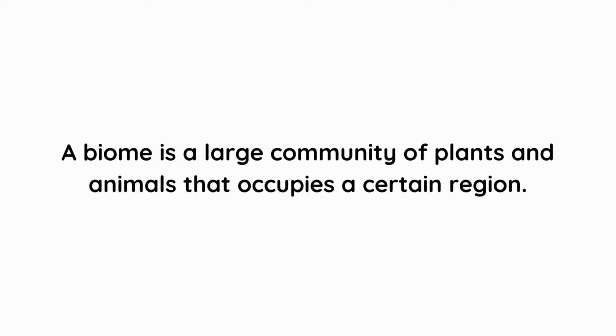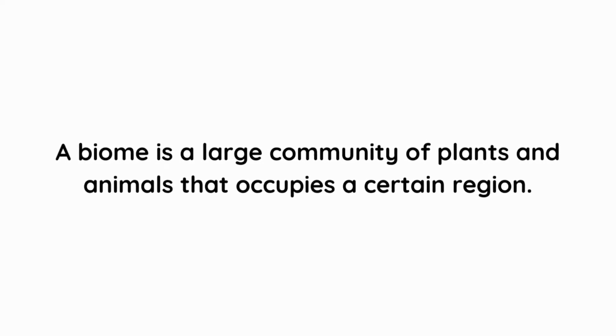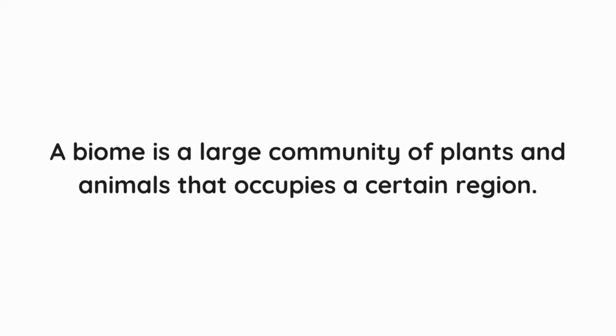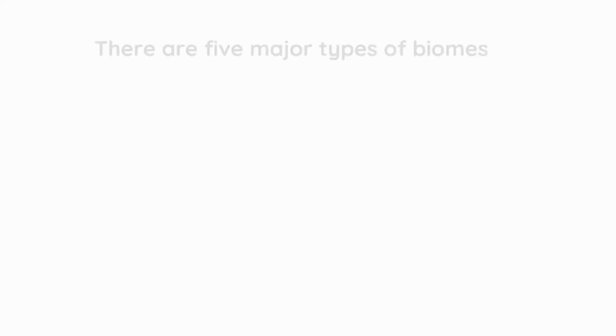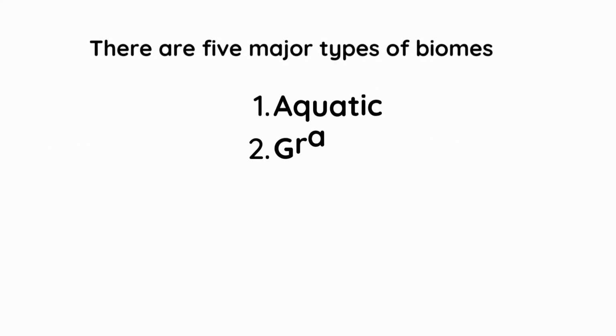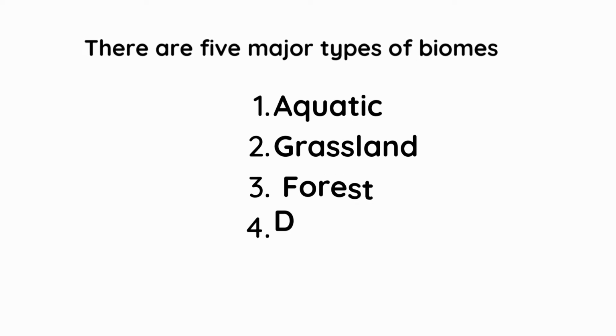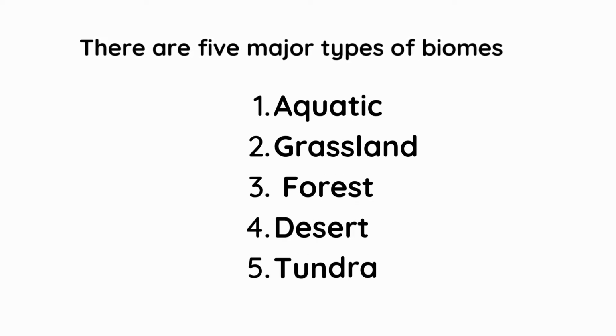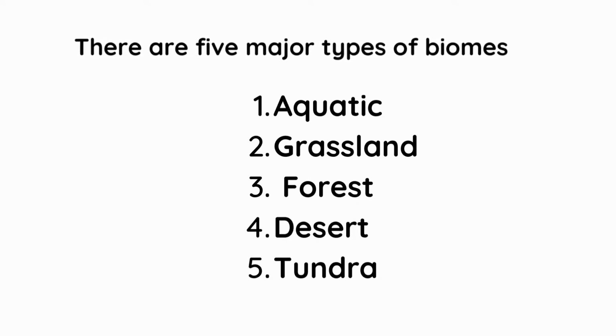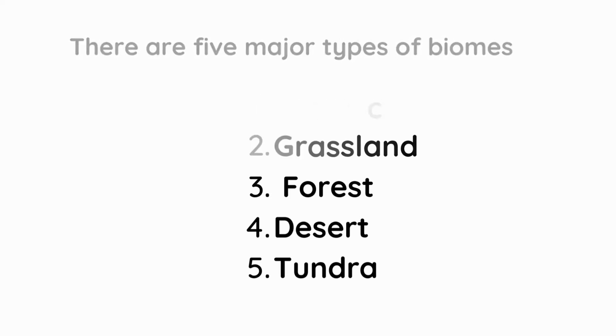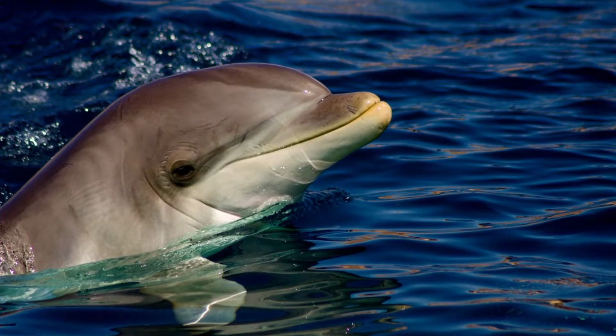A biome is a large community of plants and animals that occupies a certain region. So you can say a biome is a very large area where living things are found. Now there are 5 major types of biomes of the world. You have seen them.